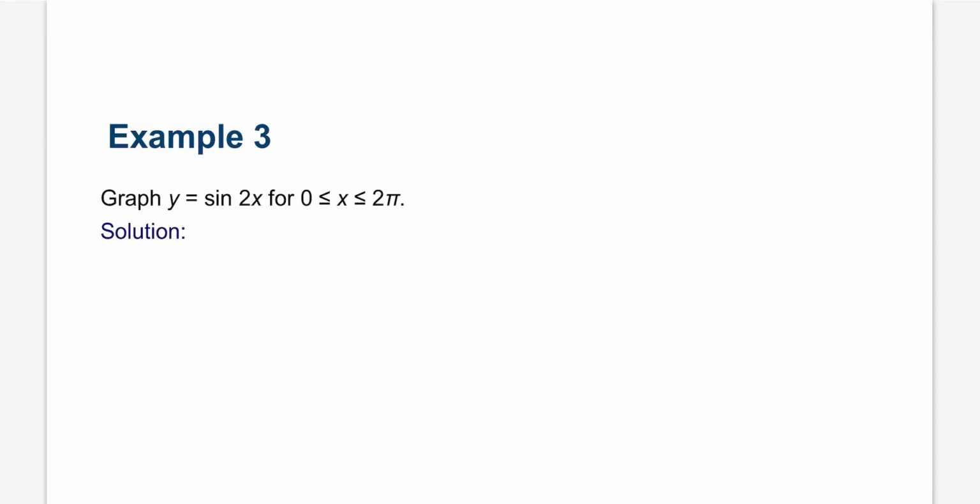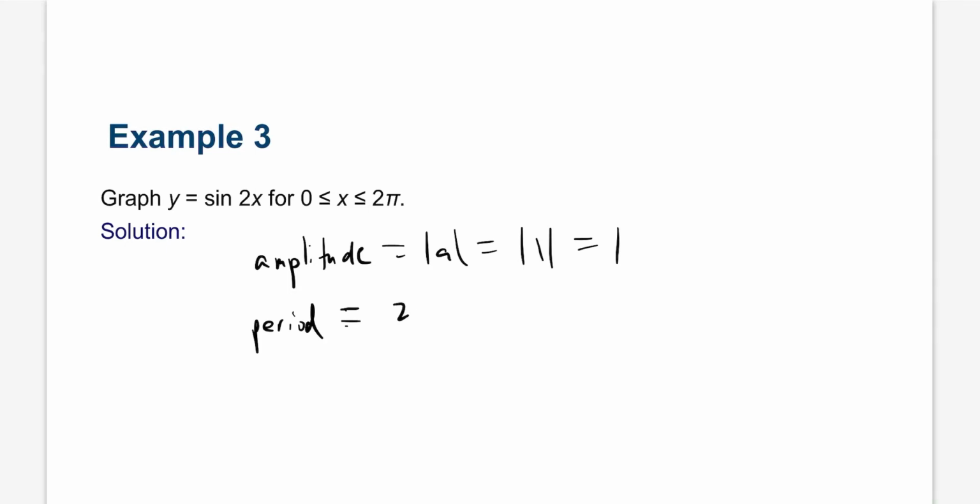All right, this time, for this one, notice there's a coefficient in front of x. That means your period is going to change. So once again, we start off by finding the amplitude, which is the absolute value of a, which is the absolute value of 1, which is 1. The period is given by the formula 2 pi over the absolute value of b.